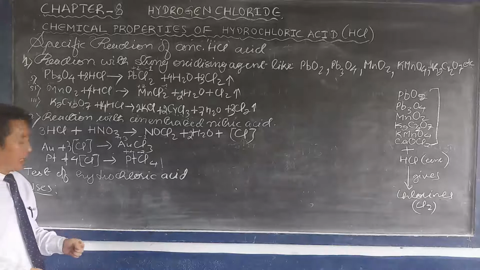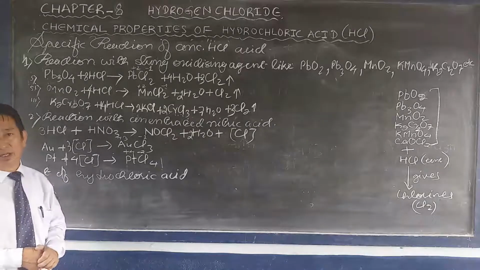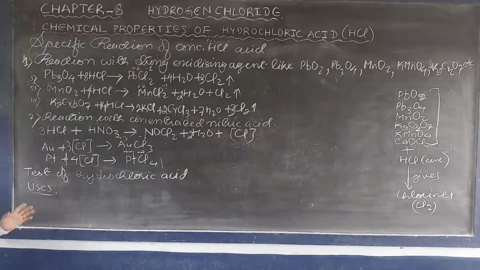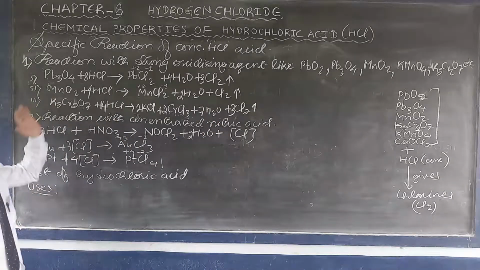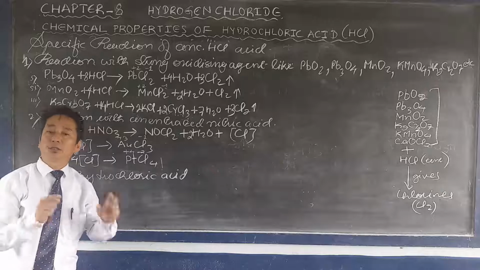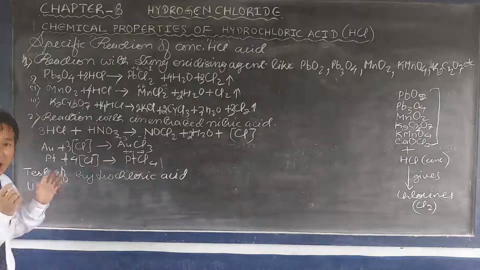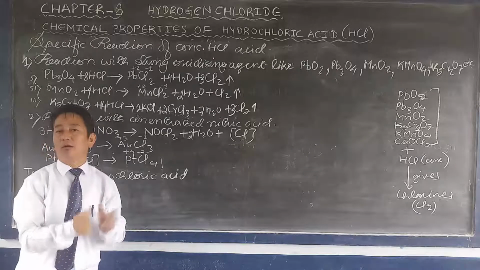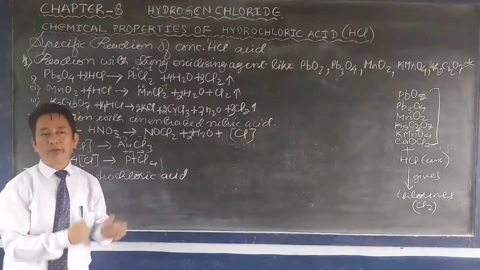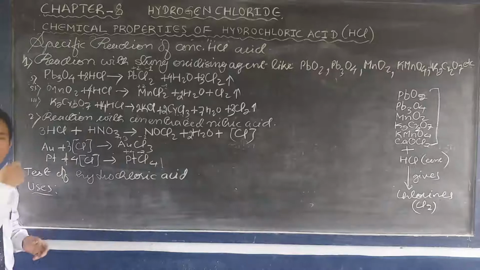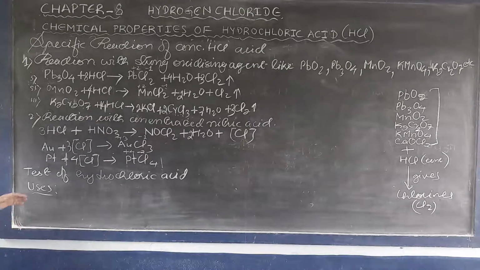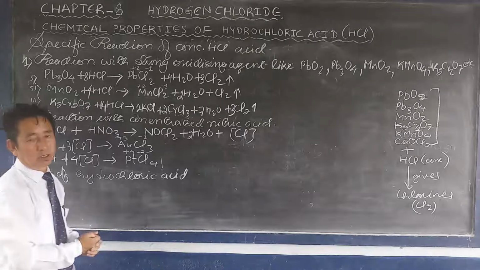And the next test for hydrochloric acid: it gives greenish yellow chlorine gas whenever it reacts with manganese dioxide. And the third test: it gives a white precipitate, or curdy white precipitate, of silver chloride when this hydrochloric acid reacts with silver nitrate solution. Now next, the uses. Please go through the book.